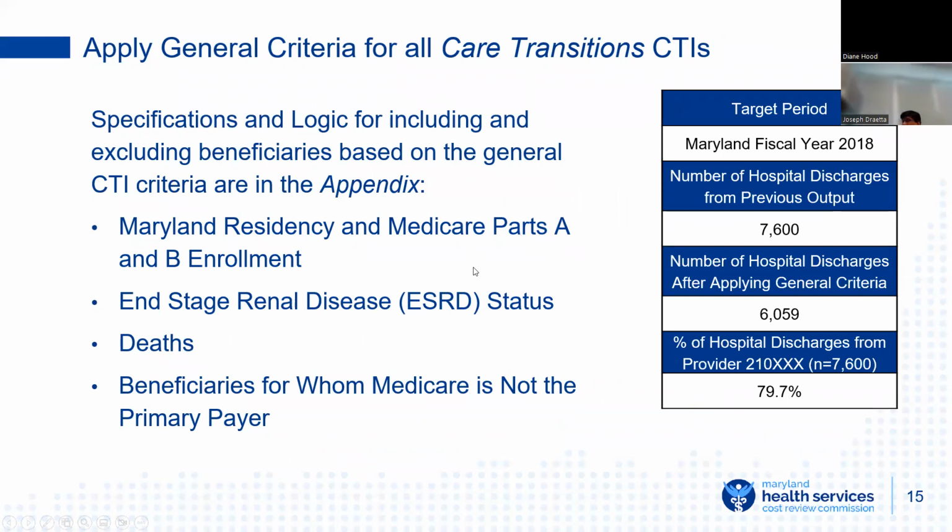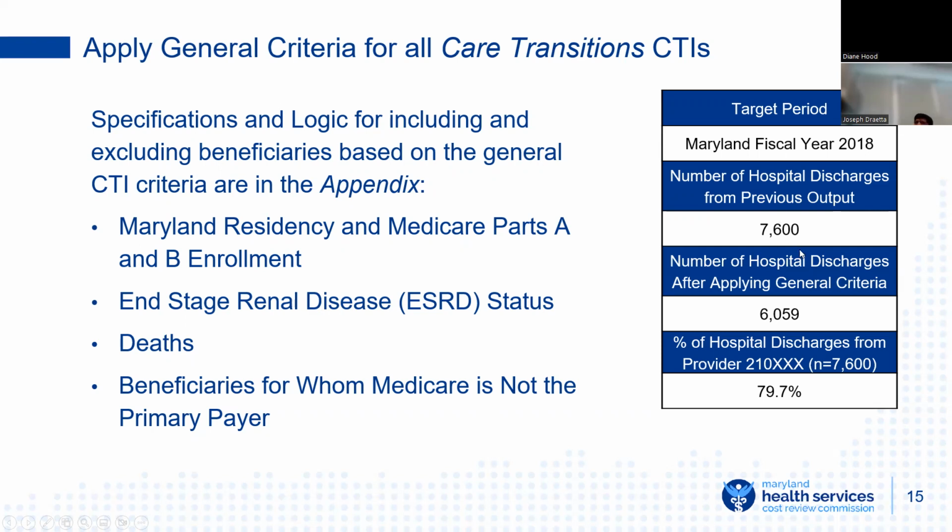The next step, we apply the general criteria that we went over, making sure that the beneficiary is a Maryland resident throughout the episode window that we just defined, that they're enrolled in parts A and B, that the episode did not end because of death, and that all claims within that episode window are primarily paid by Medicare. And for end-stage renal disease, you look at the whole calendar year of the performance year to determine whether they have ESRD status, and they would be excluded.